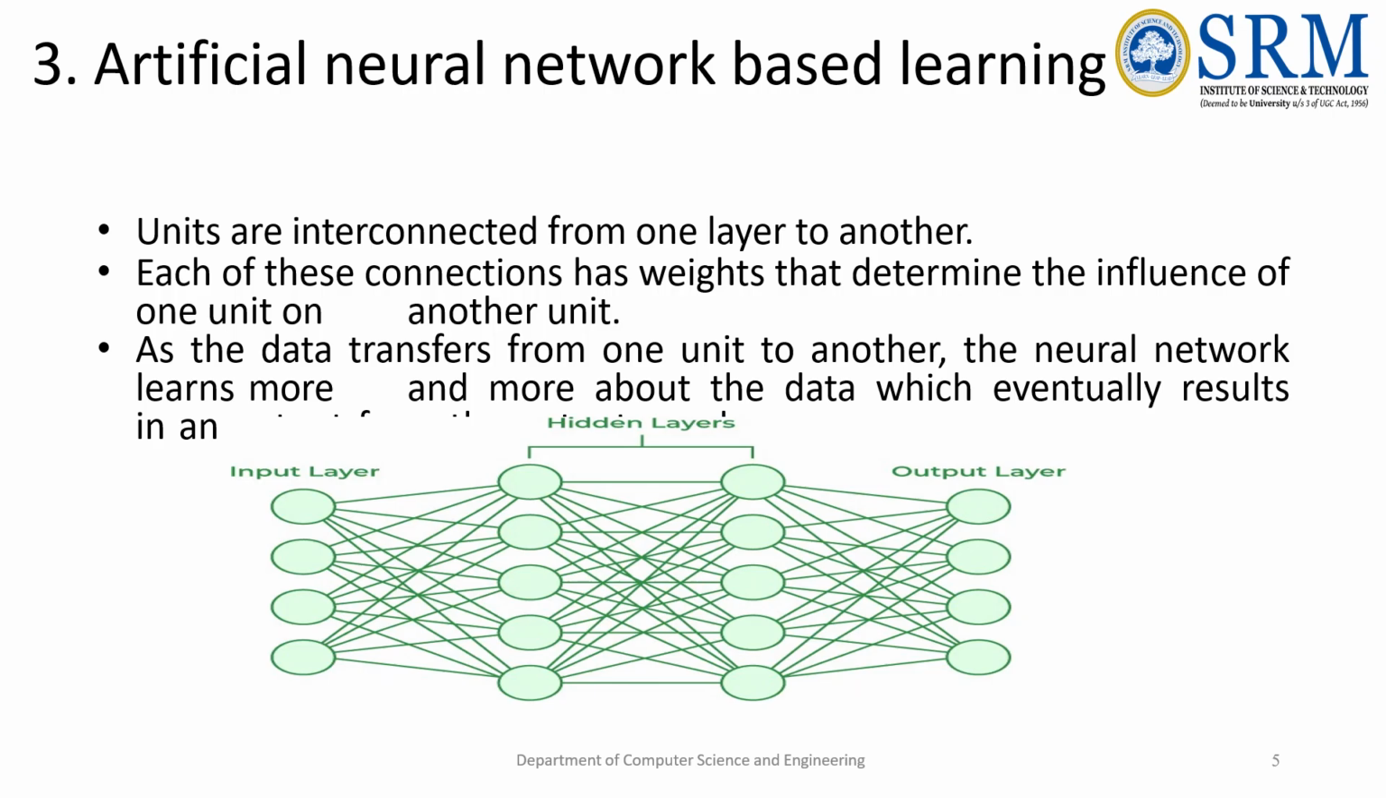The example is face recognition, high prediction accuracy, and adaptive learning, and it also handles large data sets. Fault tolerance, it can continue functioning even if a neuron fails. Automatic feature learning, these are the advantages. Moving to the disadvantages of ANN, it requires large training data, high computational cost, long training time, it is difficult to interpret, and there is a risk of overfitting.